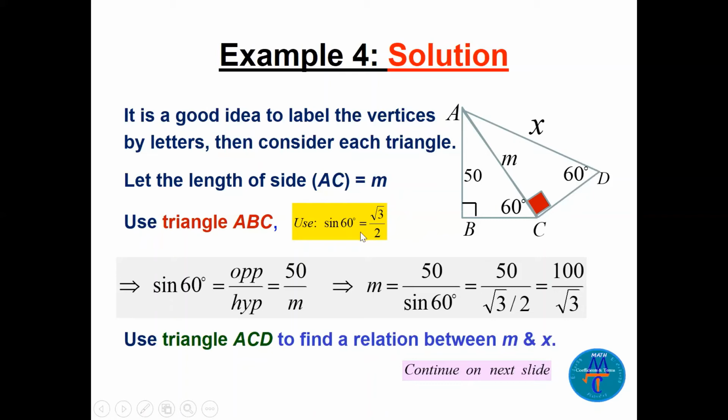So sine 60, we know from the table, square root of 3 over 2. Let's now use the triangle. Sine 60 will be the opposite, 50 over m. You see? Sine 60 will be the opposite here, 50 over the hypotenuse of ABC. So m will be 50 over sine 60. Sine 60 we know from the table, square root of 3 over 2. So it will be 100 over square root of 3. This is m. Now let's take triangle ACD to find the relation between m and x, because we need x. At the end of the day, we have to find x.